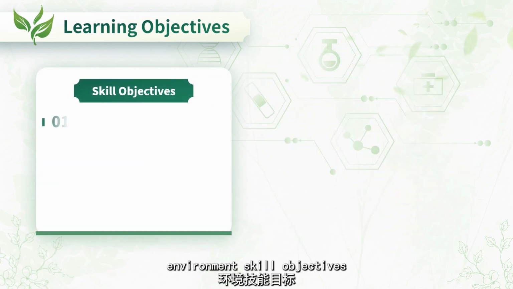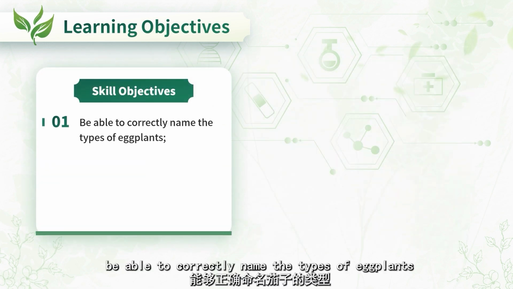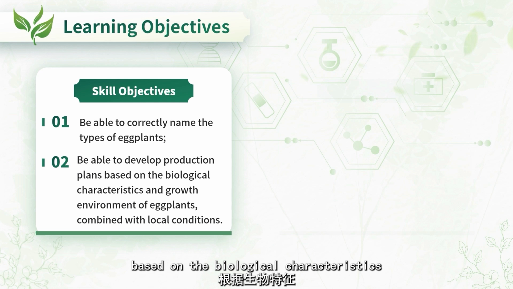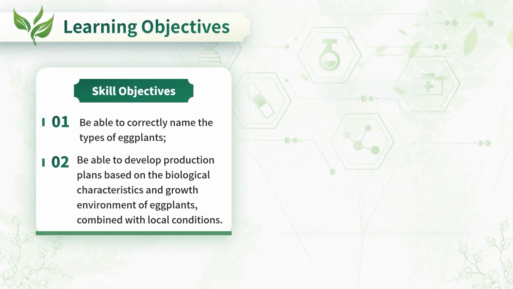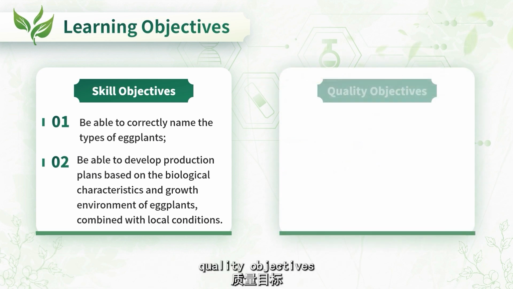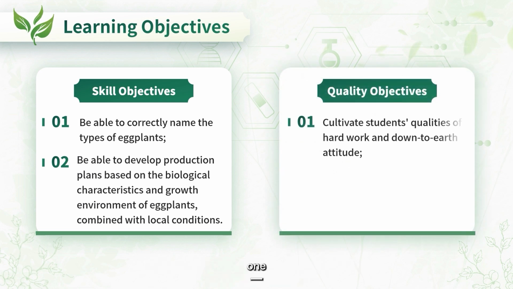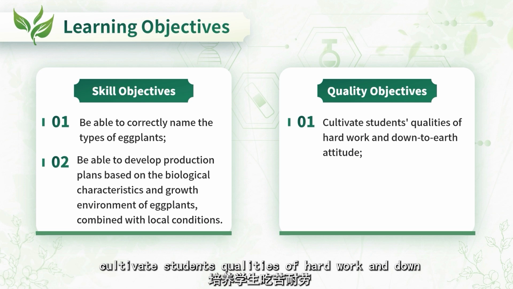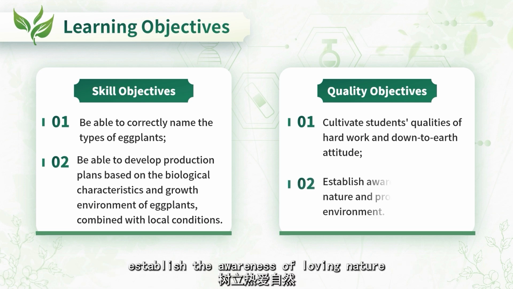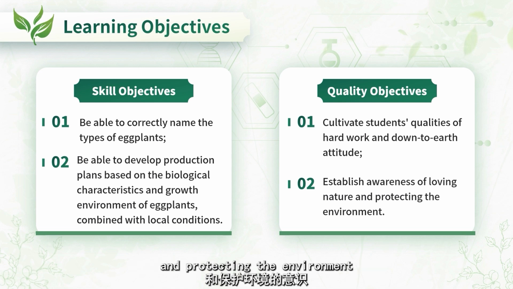Skill objectives: 1. Be able to correctly name the types of eggplants. 2. Be able to formulate production plans based on the biological characteristics and growth environment of eggplants, combined with local actual conditions. Quality objectives: 1. Cultivate students' qualities of hard work and down-to-earth attitude. 2. Establish the awareness of loving nature and protecting the environment.